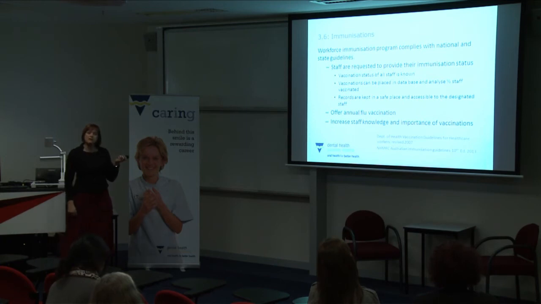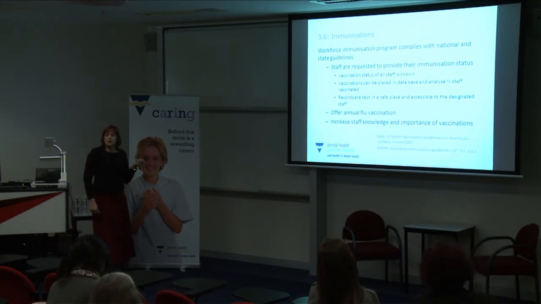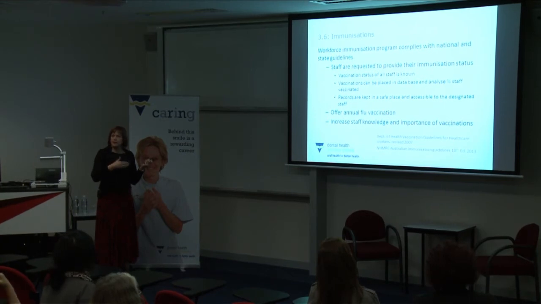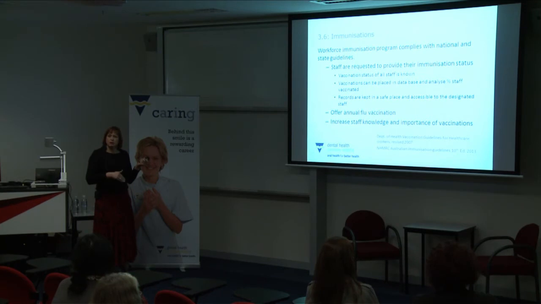Immunisations, I spoke about this. Healthcare workers' immunisation guidelines on the Department of Health, revised in 2007. They are what you follow. There's nothing else that you follow. They are adapted from the NHMRC immunisation guidelines booklet. They're specific for Victoria, and that's it. And it's very simple what you've got to do. It's the simplest way to follow it.